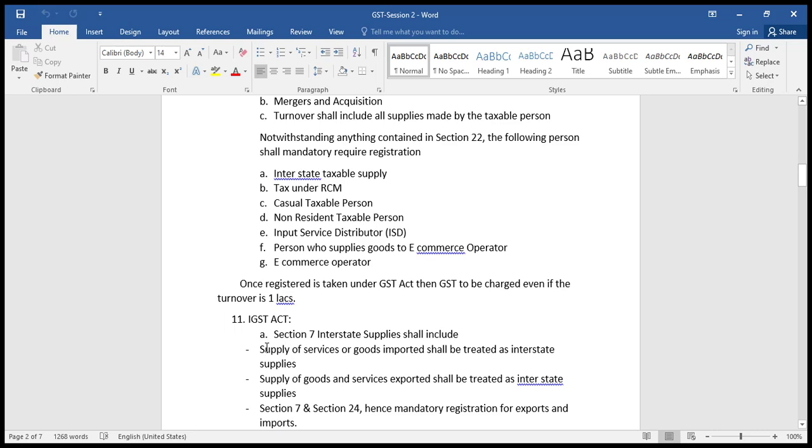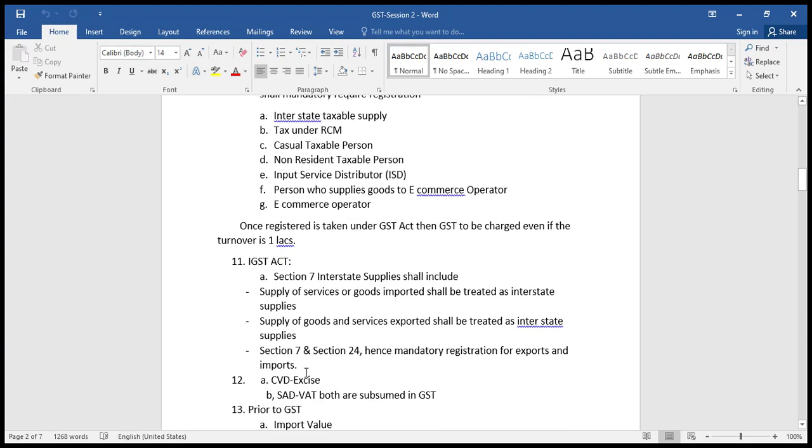IGST Act, Section 7: interstate supplies shall include supply of services or goods imported, which shall be treated as interstate supplies. Supply of goods and services exported shall also be treated as interstate supplies. Under Sections 7 and 24, hence, registration is mandatory for imports and exports.